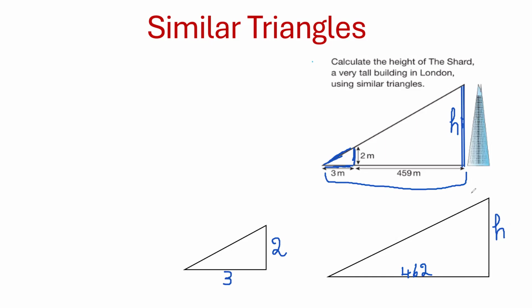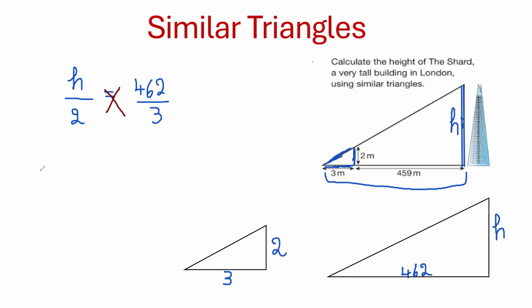Okay, now I can apply the proportion for the similarity. I prefer to write the h on the top. So h over 2. I'm writing the corresponding sides. H over 2 equals 462 over 3. And then easily you can use the cross multiplication to get the h.